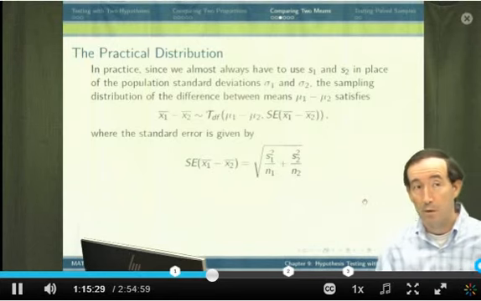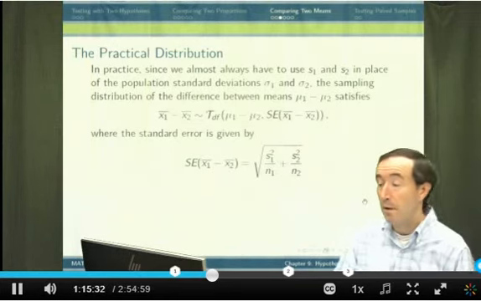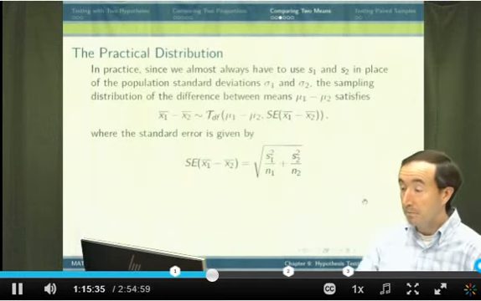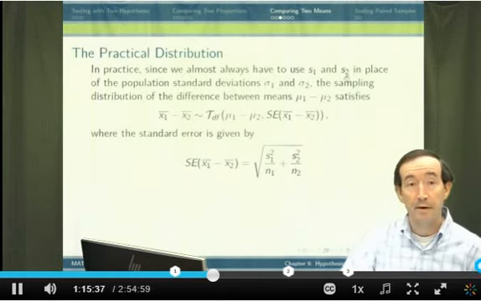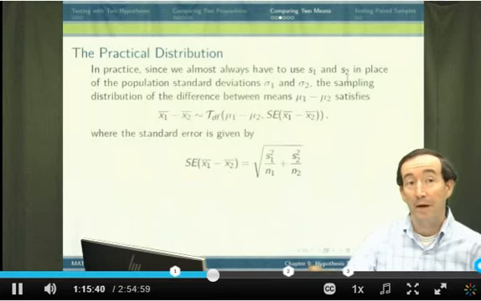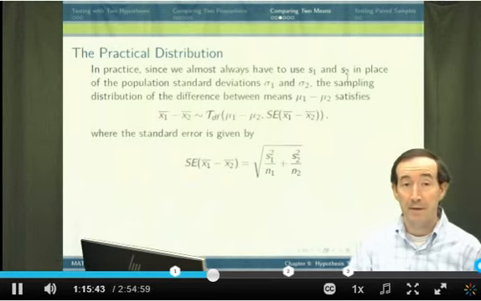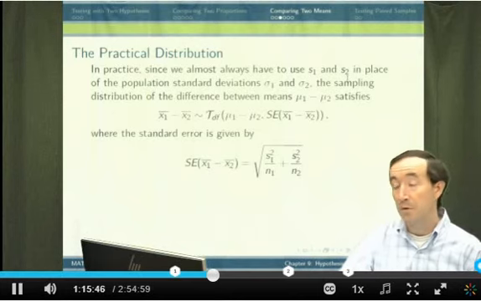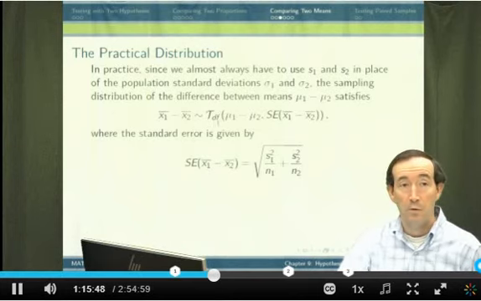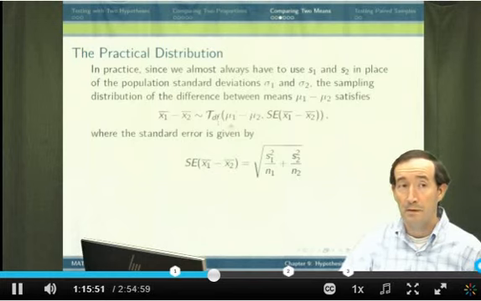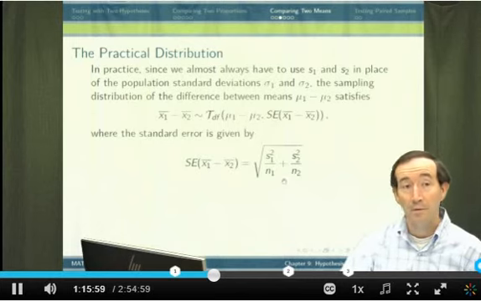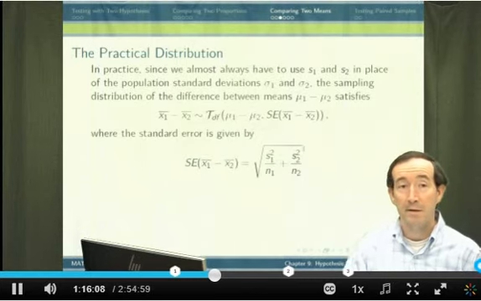So hold that thought. In practice, this is exactly what ends up happening. Because I have to use S1 and S2 instead of sigma 1 and sigma 2, I don't have the population values, so I have to use the sample values as a stand-in. I'm forced to use a t-distribution with a number of degrees of freedom, which I'll talk about in a moment. That t-distribution will be centered around the true value, which is good, and it has a standard error that's pretty much exactly what I'd expect, where I've simply replaced my sigma 1 with S1 and my sigma 2 with S2. So both of those things are very nice. They're pretty much the best I could expect to happen.